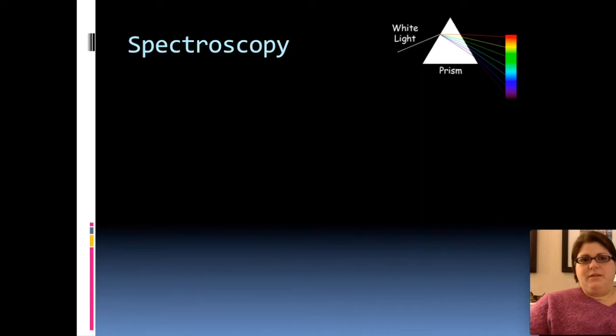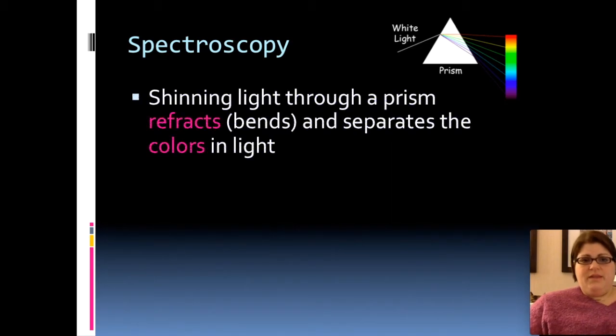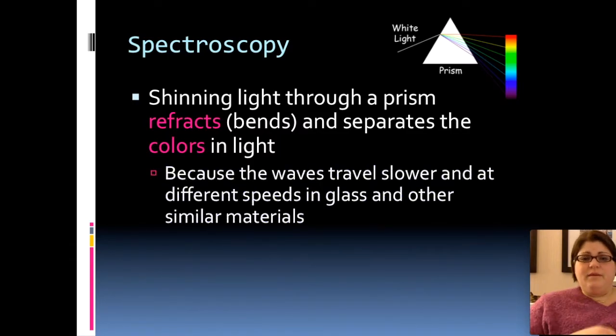Spectroscopy is the field of study in which we can analyze light to determine what the chemical giving off the light is made out of. The way that we do that is by shining the light through a prism. As it shines through a prism, you're probably familiar with the rainbow that gets created because of that. That happens because the light bends, and when the light bends, it separates the light into the different wavelengths. This is possible because the light travels more slowly through the prism.